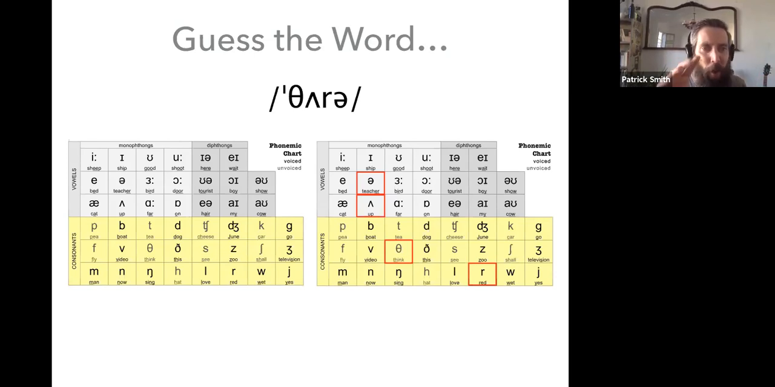Obviously, someone put the word there. I can't remember who it was, but it's not voiced. It's not thorough. It's thorough. It's unvoiced. Okay, good. So let's see. Oops, 1 second. Here's the word thorough.